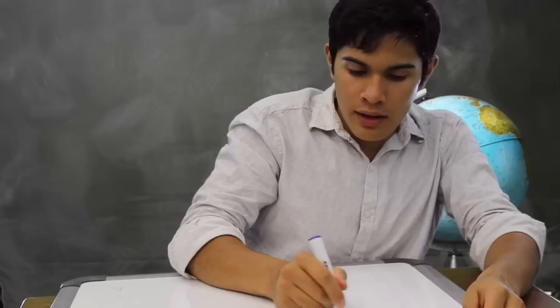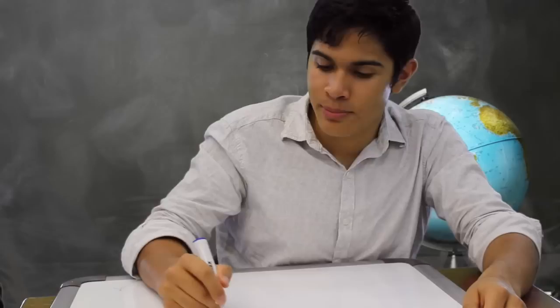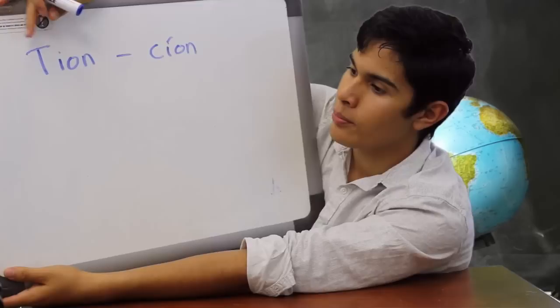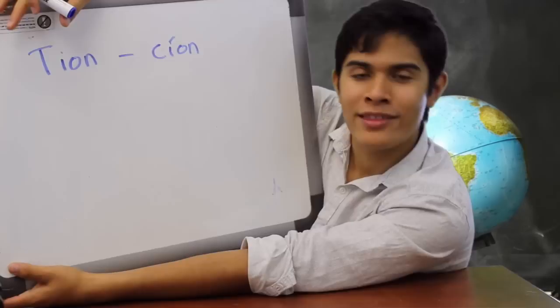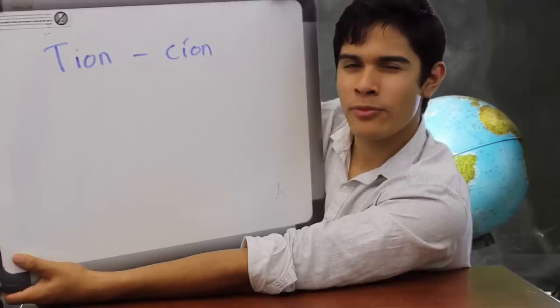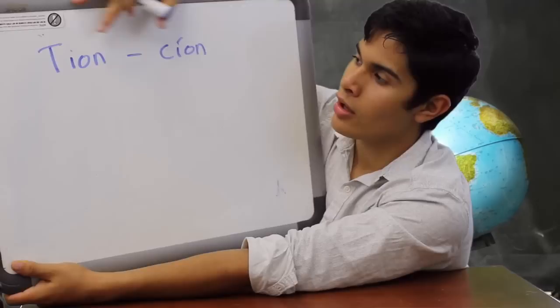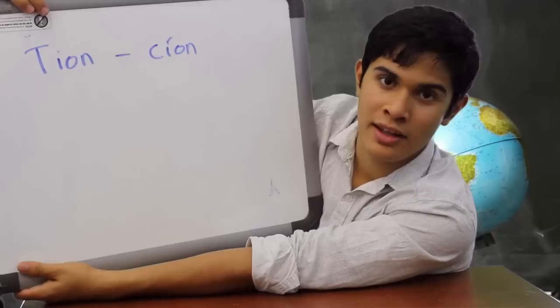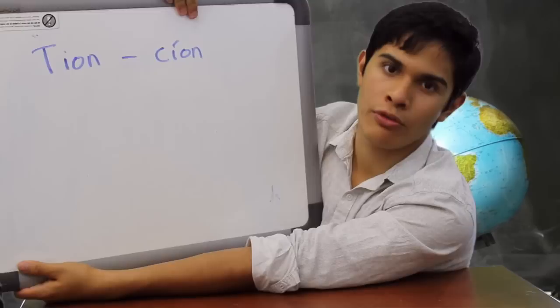Some of the easy cognates in Spanish include words that end in T-I-O-N, such as nation, reservation. These words are essentially the same in Spanish, except for pronunciation and that C right there. Nation becomes nación. Delegation becomes delegación. Okay? And we will go over pronunciation more later.